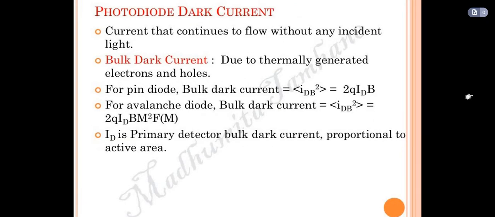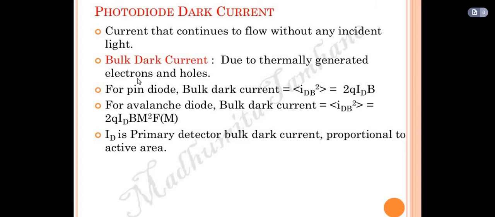Next is photodiode dark current. What is the photodiode dark current all about, students? It is a continuous current that flows without any incident light. Meaning, we are not passing any light, but still our current is going to flow. How do we obtain it? That is also something we have to understand.